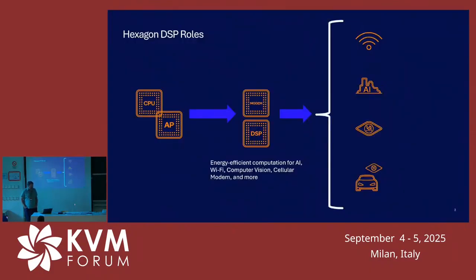So, first off, where are the Hexagon cores used today? In Snapdragon and Dragon Wing processors, they're used for energy efficient computing for several different functions, including the cellular modem functionality, AI inference with the compute DSPs, computer vision, and more.